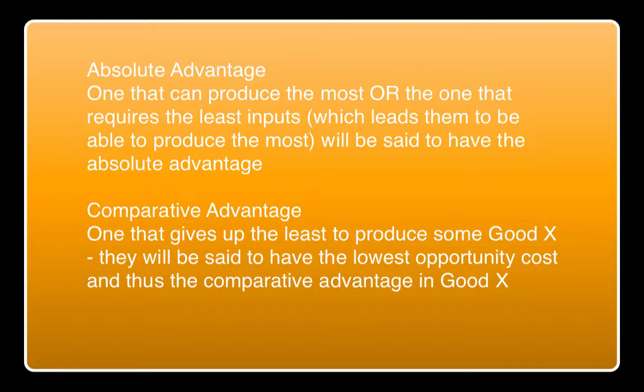And comparative advantage, on the other hand, is the one that can produce the good at the lowest opportunity cost. So one way of saying it is one that gives up the least to produce some good X, or in essence, the one that has the lowest opportunity cost, because they're giving up the least. And if they have the lowest opportunity cost, we say they have the comparative advantage in that good. And trade is based on that idea of comparative advantage.